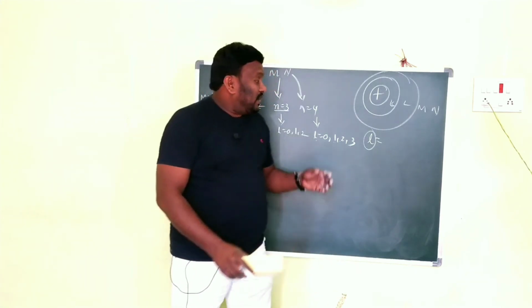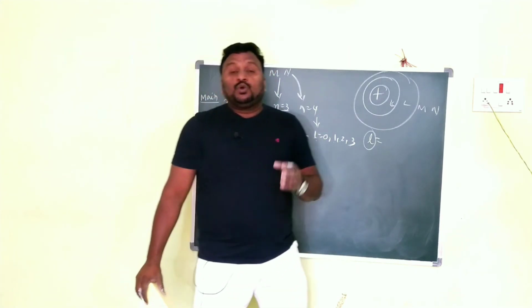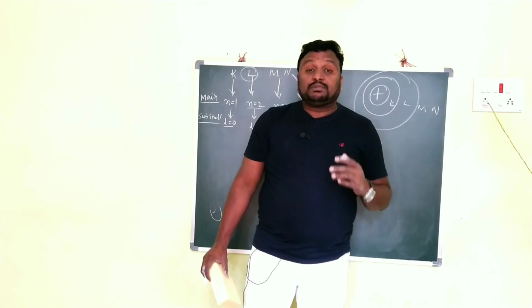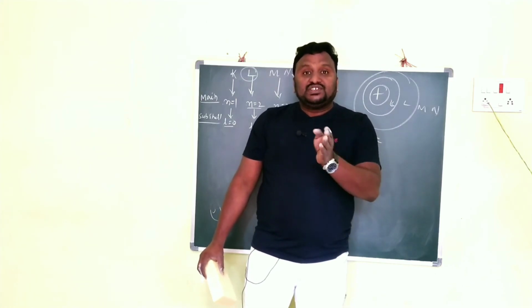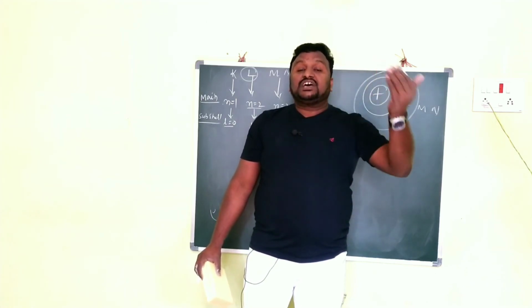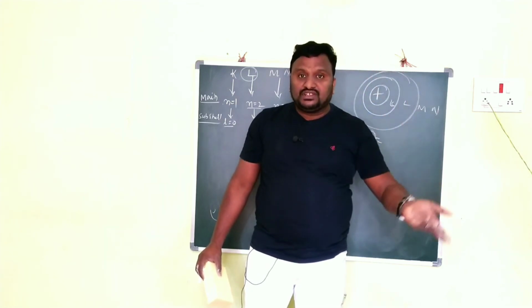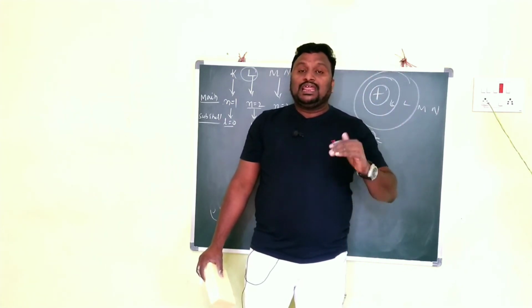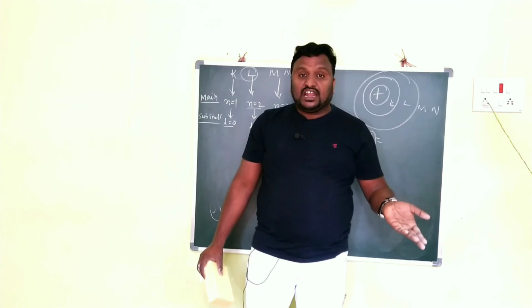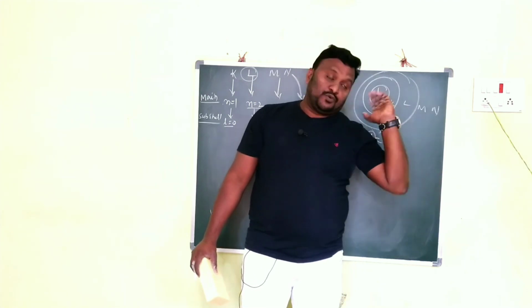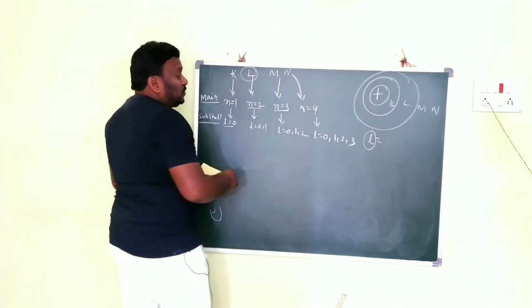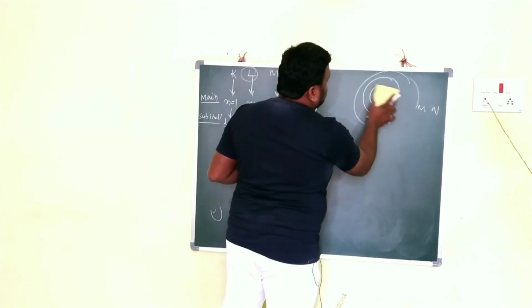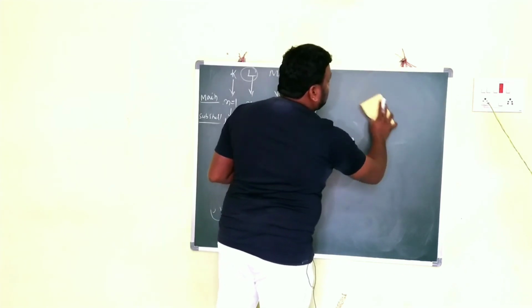Children, based upon this concept, 2 marks and 1 mark questions will be asked in public examinations. For a given n, how many elliptical orbits and how many circular orbits are there? So let's go for that. That's important for 2 marks and 1 mark questions also. So you have to watch carefully, children.